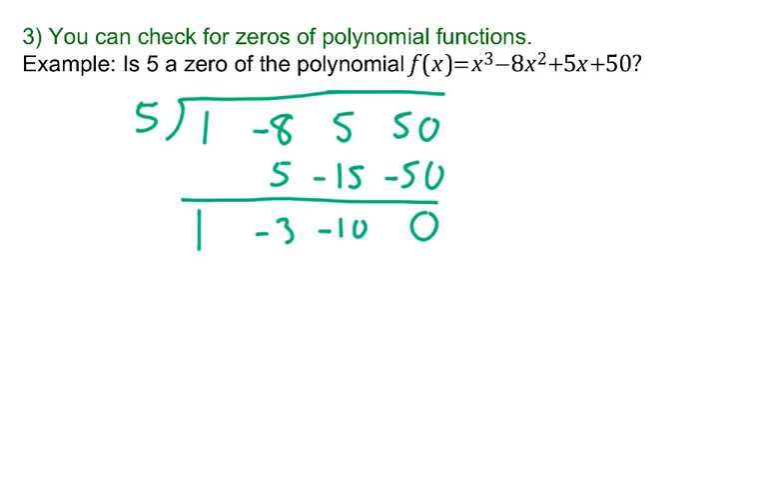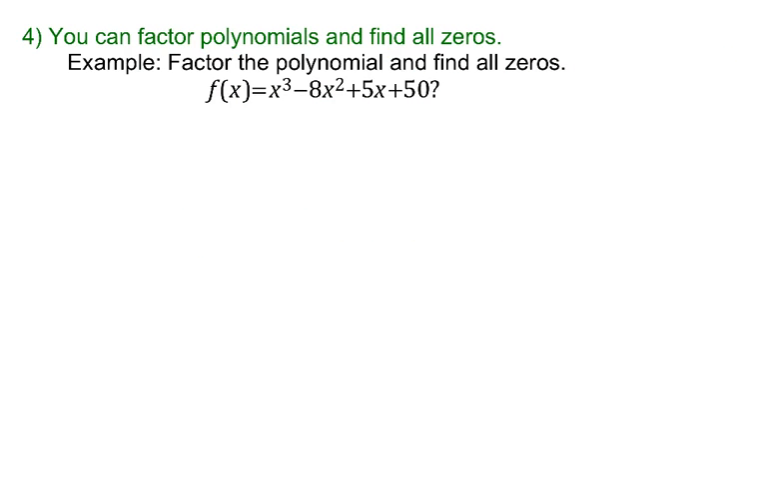This is telling me that the function value is 0. So is 5 a zero of the polynomial function? The answer is yes. So you can check for zeros of polynomial functions. Divide polynomials, find function values, check for zeros. One more thing, you can use synthetic division to factor polynomials and find all the zeros.